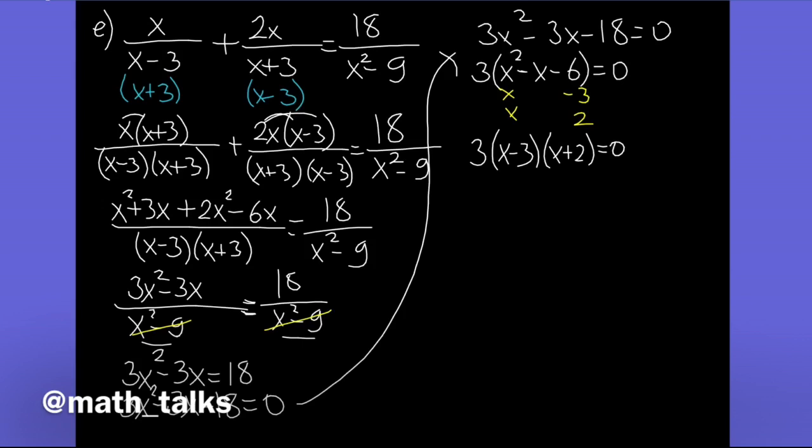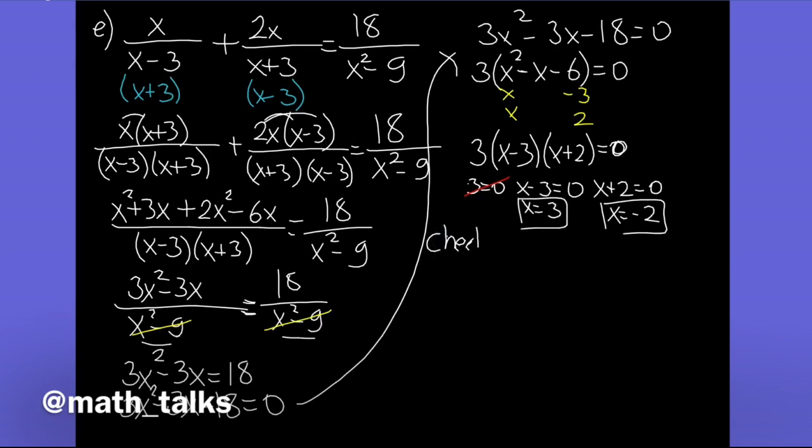And then equate each factor to 0. 3 equals 0, x minus 3 equals 0, x plus 2 equals 0. Now the first one cannot be, as 3 cannot equal 0. And the second one, x will equal 3, and x will equal negative 2. So now we will check it one by one.